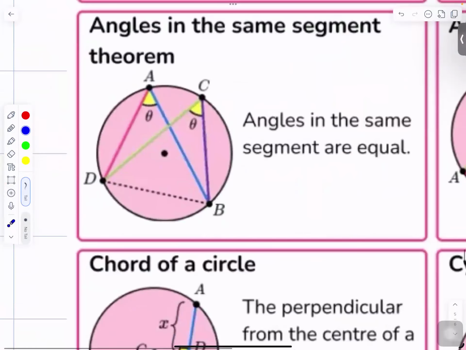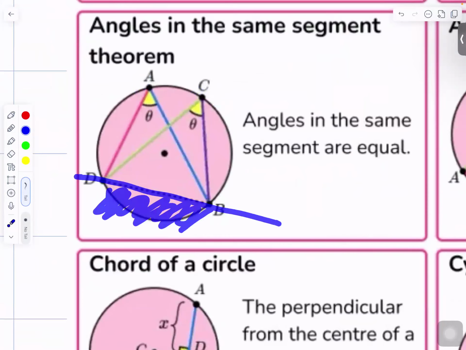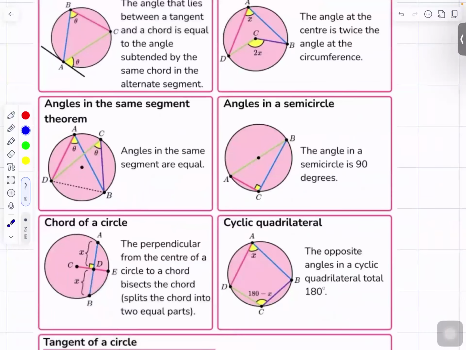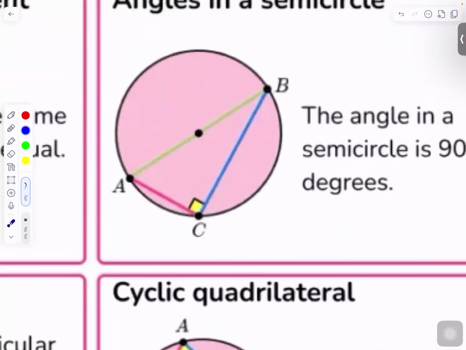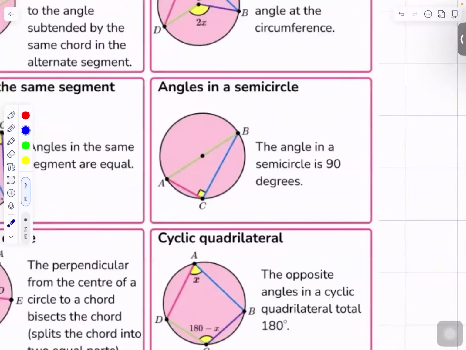The next one, angle in the same segment. If I put a line like that, there's this bottom segment and the top one. These two angles in the bigger segment are the same. If I put a line like that, the bottom segment, the minor segment, the angles in the top segment are the same. And then this next one, angle in a semicircle. That's the diameter. So this angle will always be 90 degrees. Angle in a semicircle is 90 degrees.